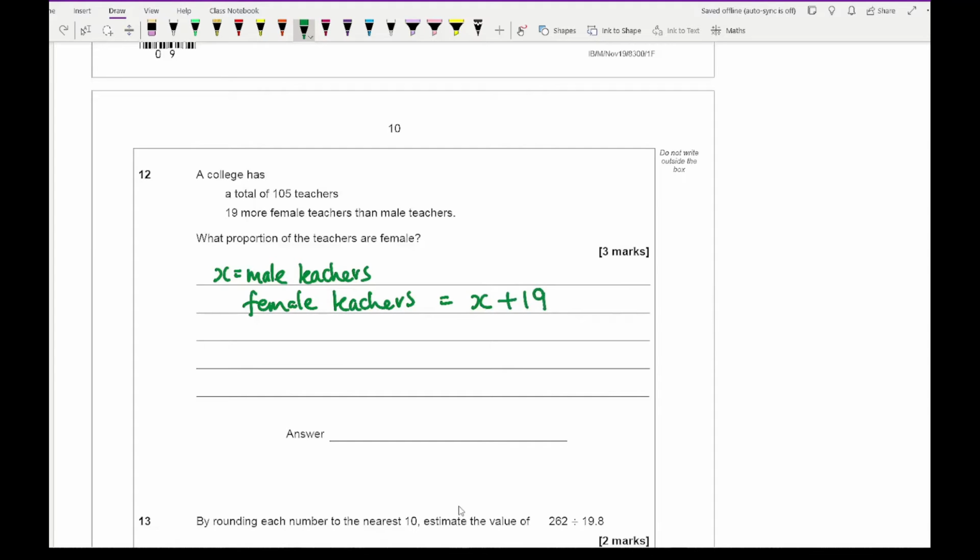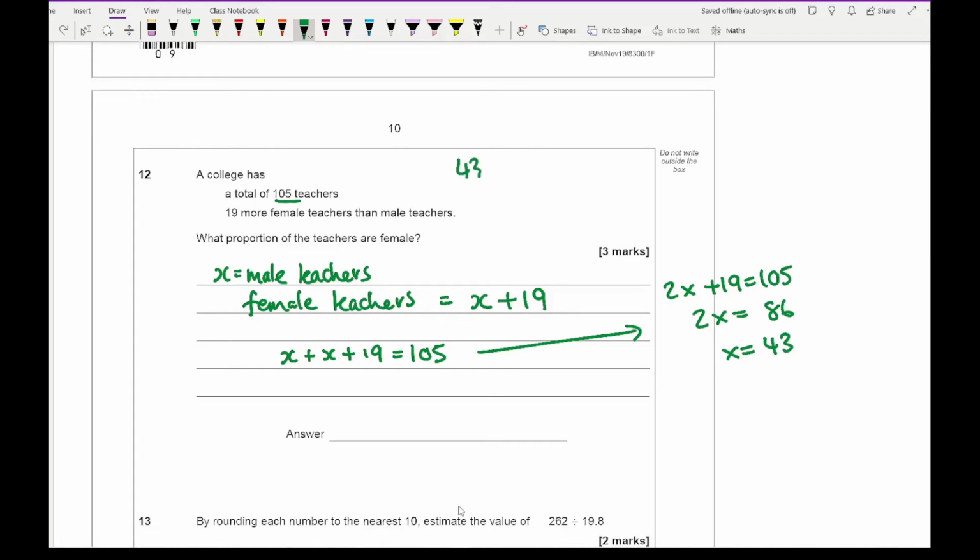Now from this, what we then need to do is to work out how many there are. Well, we know how many there are in total. So here we've got that X plus X plus 19 equals 105. So I get 2x plus 19 equals 105, and I get 2x equals 105 take away 19. So 105 take away 19 is 86, and so x equals 43. So that means that there are 43 male teachers, and there's going to be 43 plus 19, which is 62 female teachers.